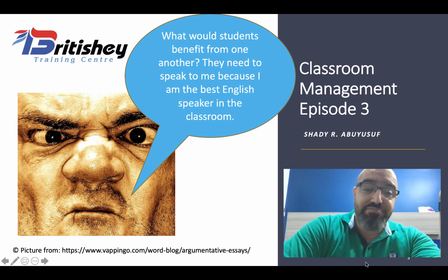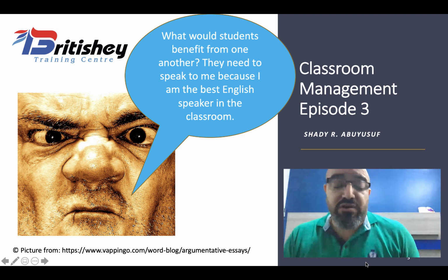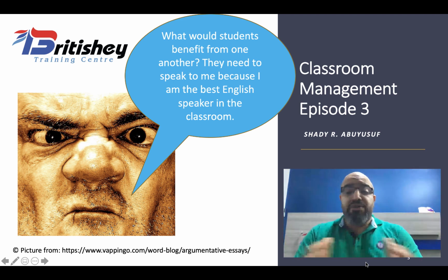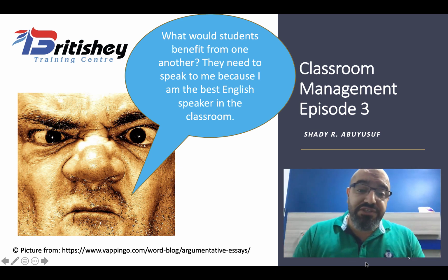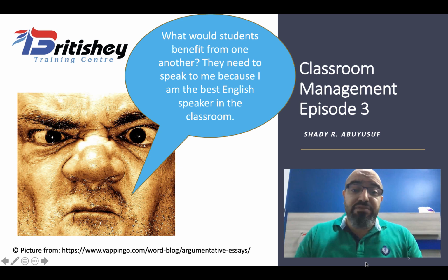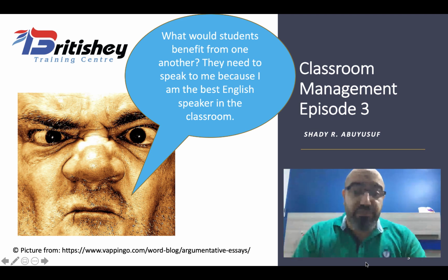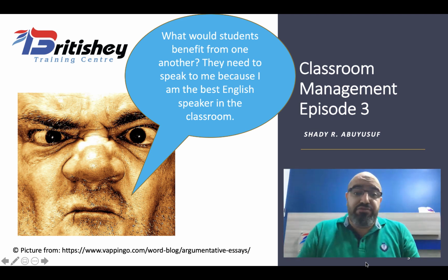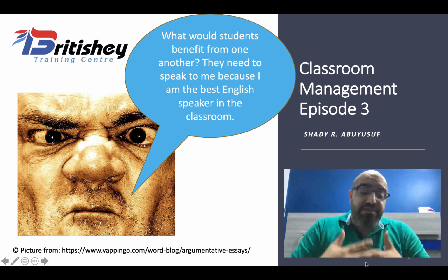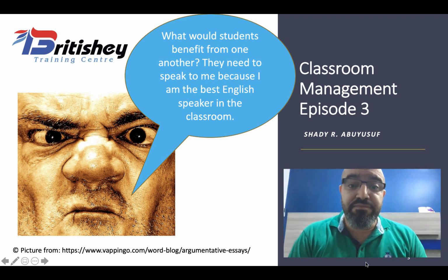But again, the second half of the question is not right at all. What would students benefit from one another? I mean, they would benefit a lot. Number one, according to so many researches, when students talk to the teacher, they're anxious. Why? Especially for 2 reasons. Number one, they're speaking in front of everyone else, because if you're speaking to the teacher, it means that this is plenary. So everybody is watching.